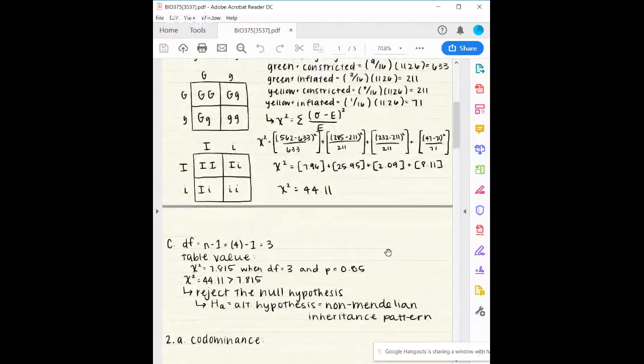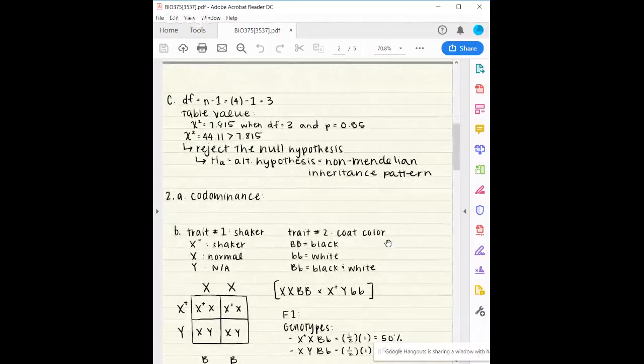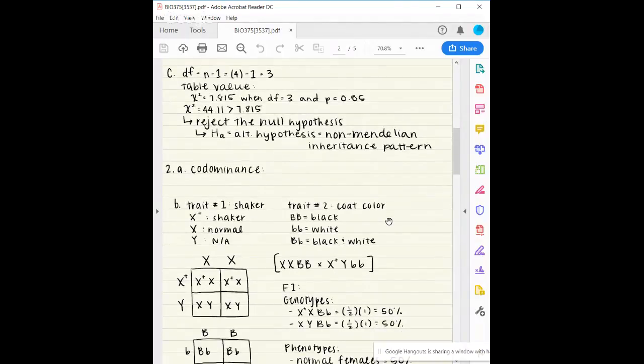So that's for B. And then for C, to interpret the results, that's a very large number. If you go back to the shaded region, our p-value is less than 0.05, which means that we reject our null hypothesis and assume that it does not follow an autosomal Mendelian style inheritance, and it might be something like X-linked inheritance. Okay, that's number 1.